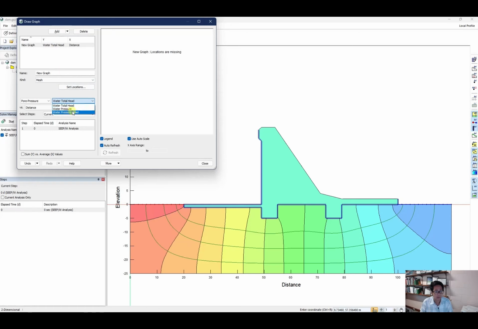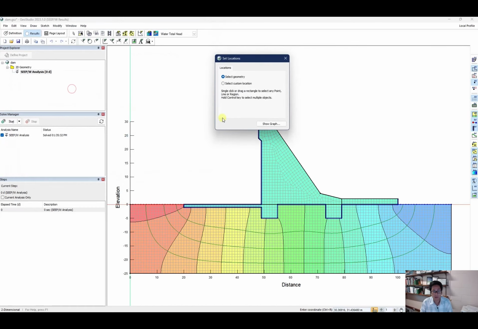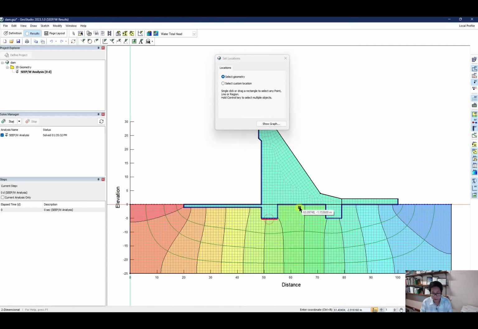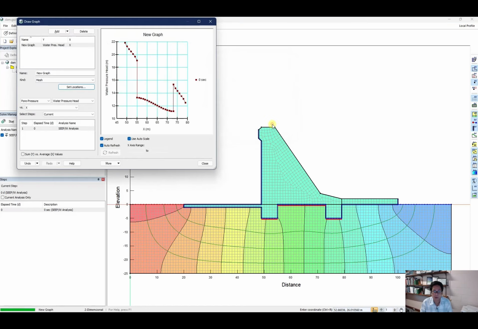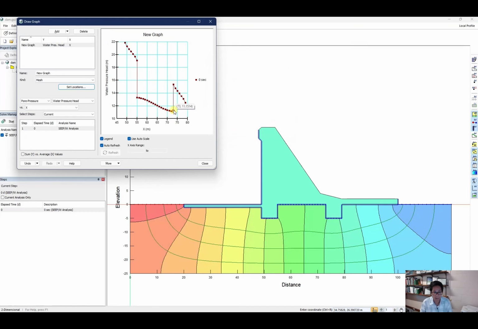And I use maybe water pressure head because I calculate in meter. Yeah, and versus X, and then I set locations. I select this geometry and this geometry and this geometry. Please select the bottom, not the top, and then show graph. So here you can see this is my first trapezium, this is my second trapezium, and this is my third trapezium. They add up here because of the gap over here.